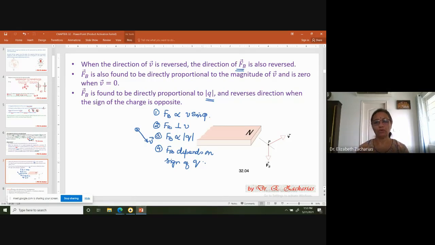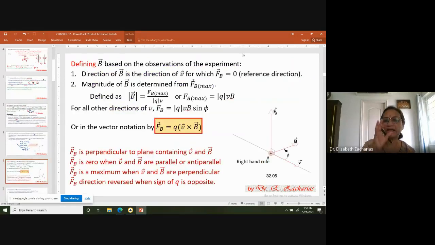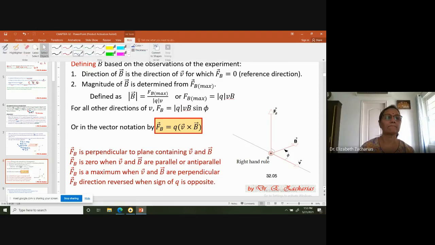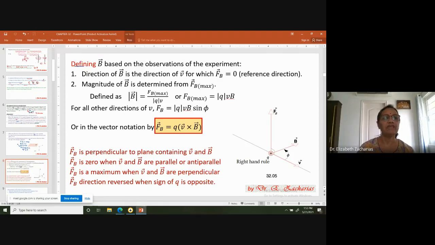Okay, so now you're going to put together all these observations and arrive at some equation. I will say now you're going to define the magnetic field. When I say define the magnetic field, there are two things. One is the direction of the magnetic field. The second thing is the magnitude of the magnetic field. So let's see how it is defined, based on the observations of this experiment.